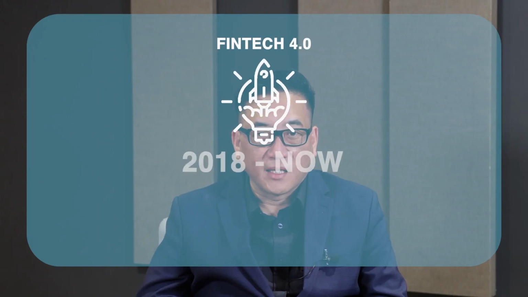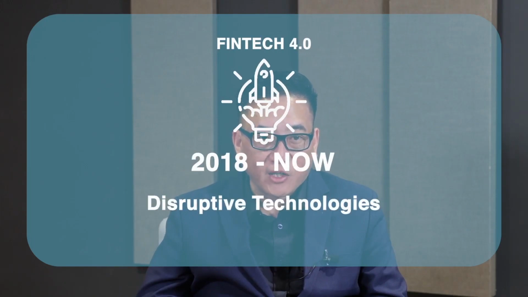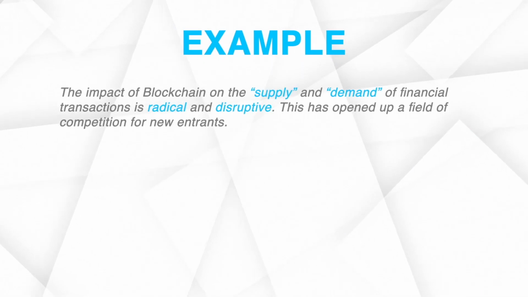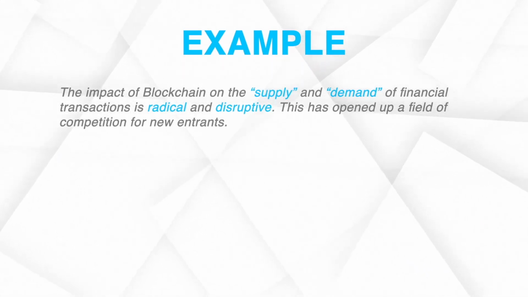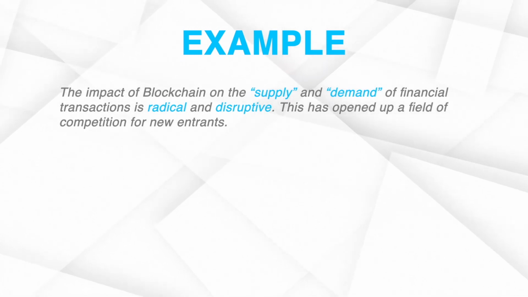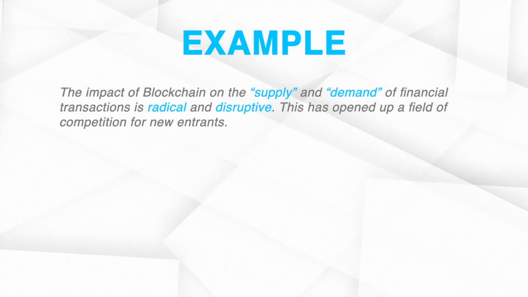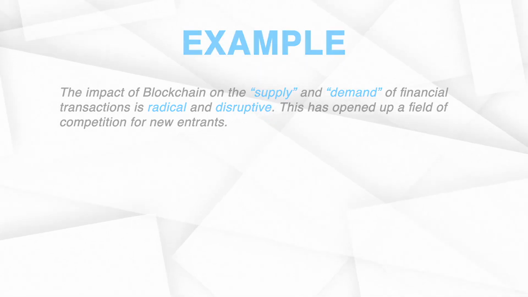The current period, Fintech 4.0, which started in 2018, is about disruptive technologies. Blockchain technologies and open banking are continuing to drive innovation in the future of financial services. Machine learning is changing the way people interact with banks and insurance companies. People can now receive tailor-made offers and support. For example, the impact of blockchain on the supply and demand of financial transactions is radical and disruptive. This has opened up a field of competition for new entrants.